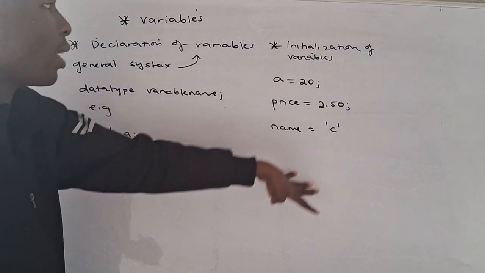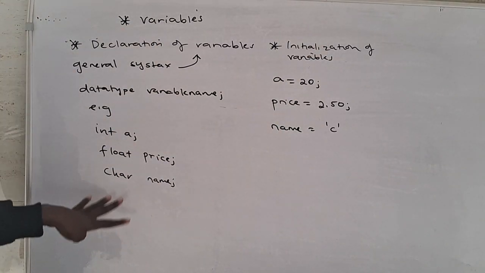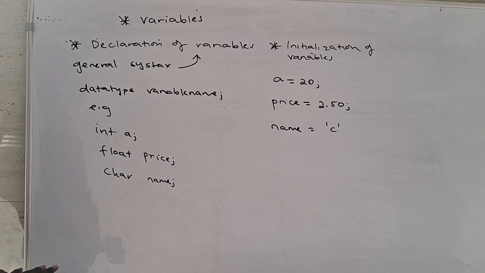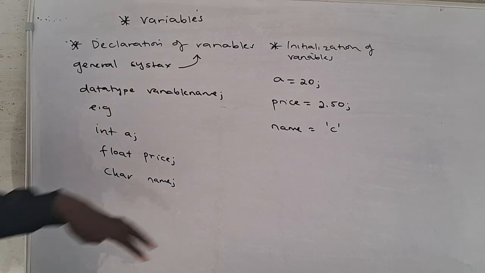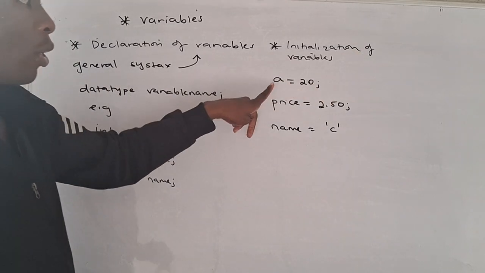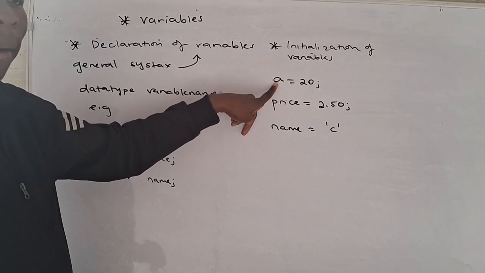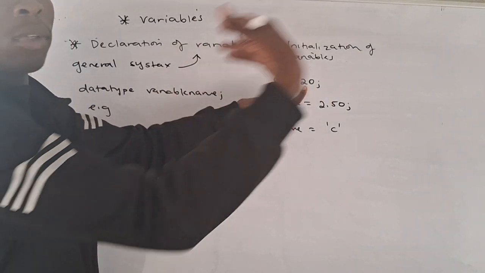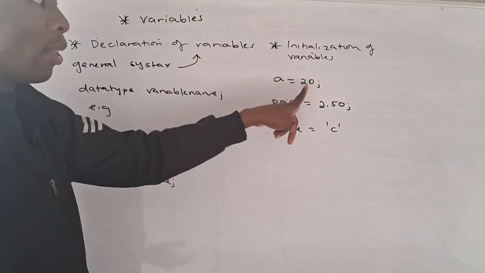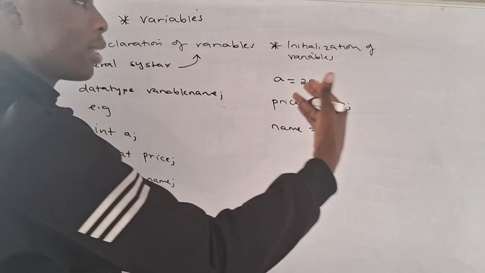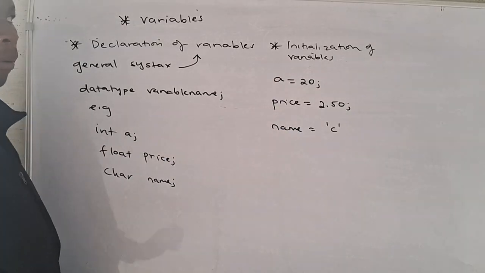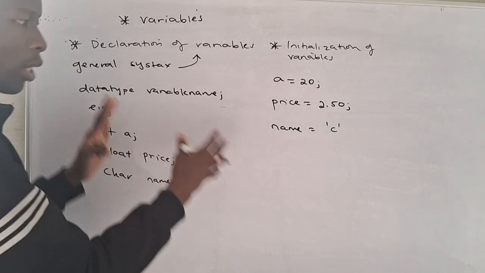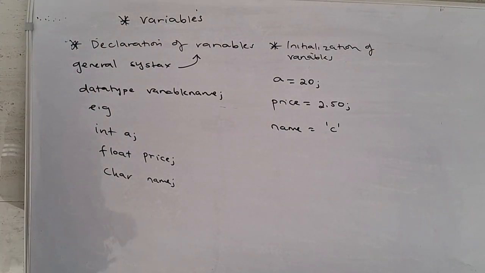So this is initialization of a variable. This is declaration of a variable. You always write the data type first, followed by the variable name. Now, whenever you are initializing, you start by writing the variable name, and the value to be stored is always written on the right-hand side of the variable. Declaration, then initialization. Okay?